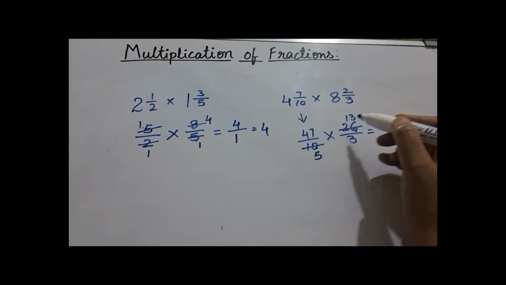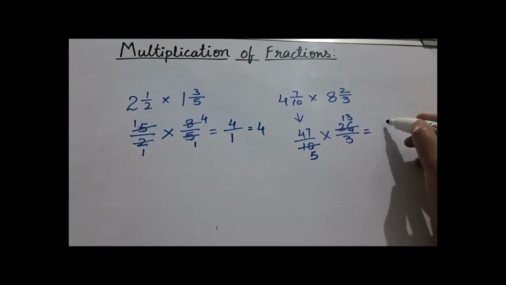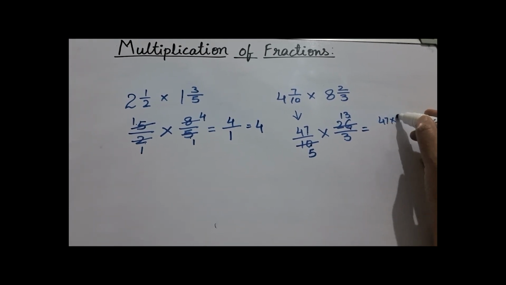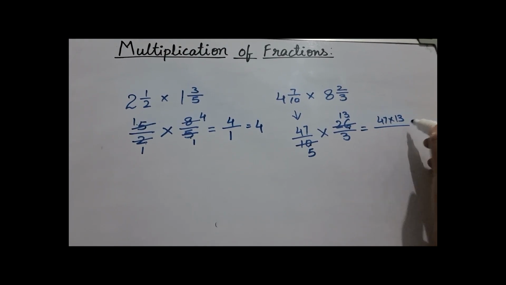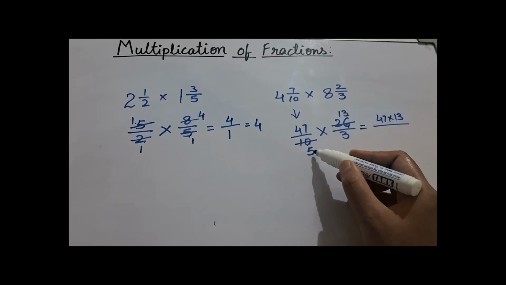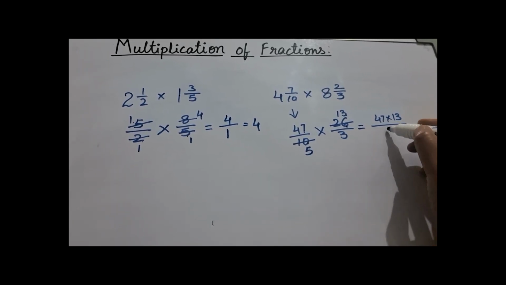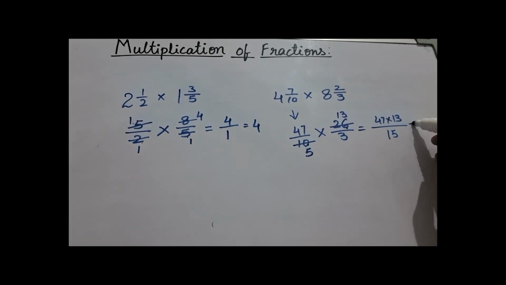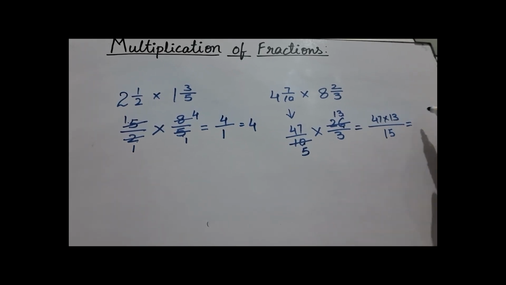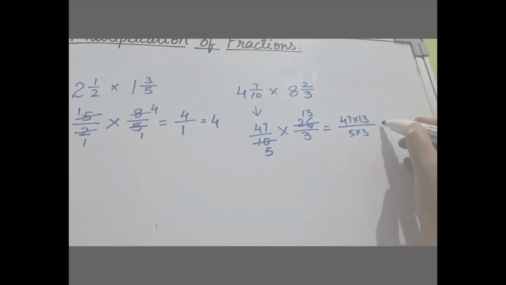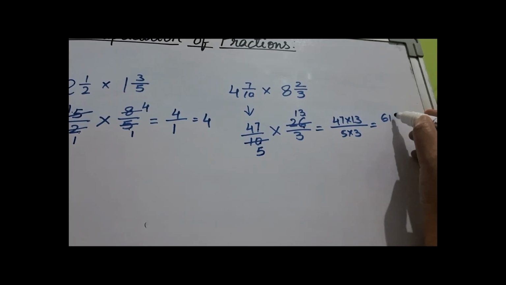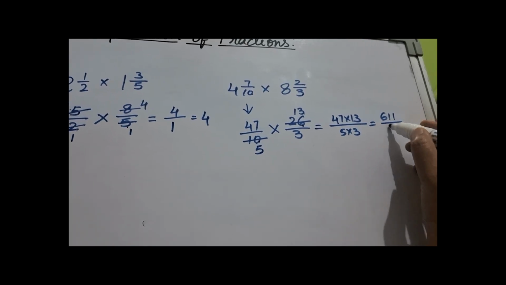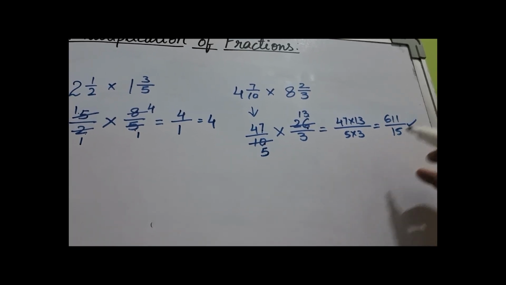Here 47 and 13. 47 into 13 is the numerator, and the denominator is what is left over, 5 and 3. 5 into 3, that is 15. Okay children. Now here 47 into 13 is 611, so 611 by 15. This is the answer, children.